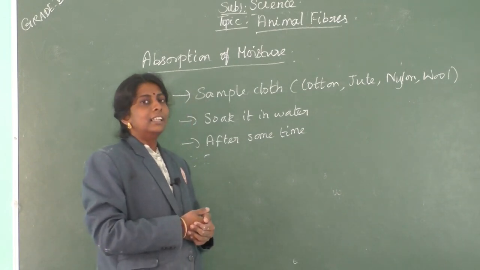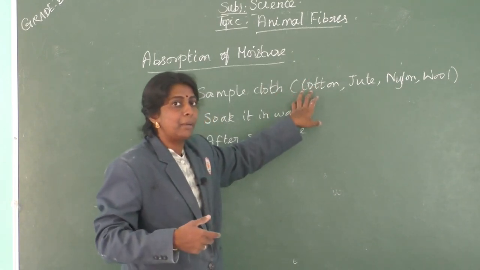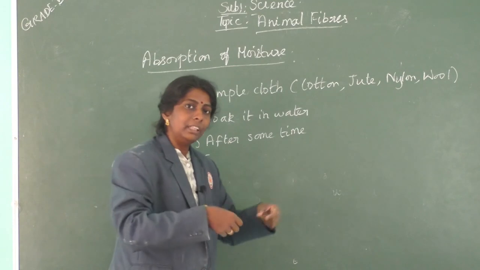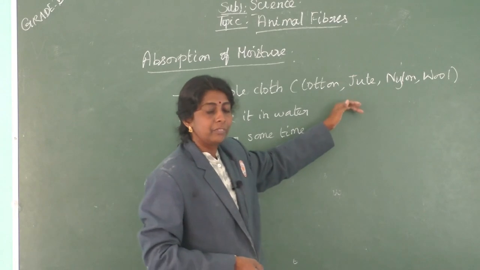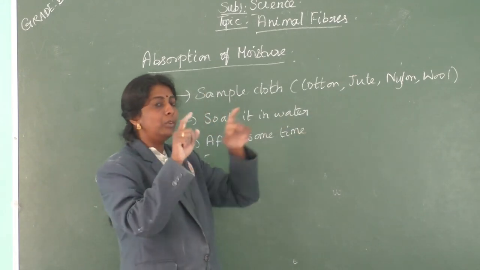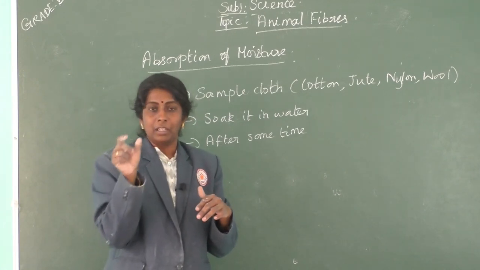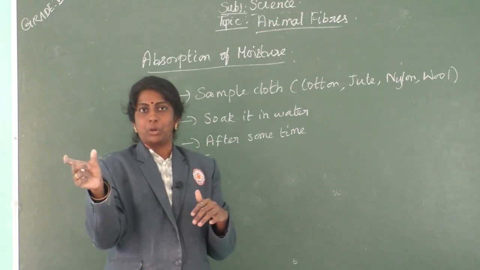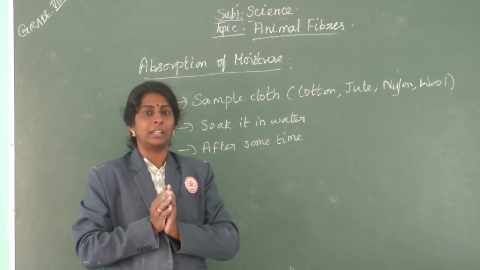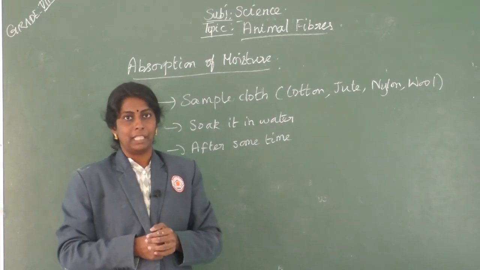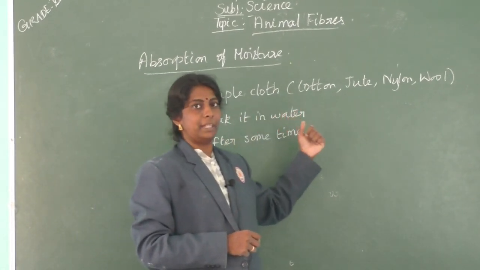Okay, listen, the absorption of moisture in all the different types of fabrics will vary. For example, cotton will readily absorb water, is it not? And it varies in all the different types. So it's your responsibility to report to me the absorption of moisture of different fabrics in a table. Cotton, how it is getting absorbed. I just need that information, and you please send the information in the mail. Okay, so this is your activity: absorption of moisture of different types of fabrics.